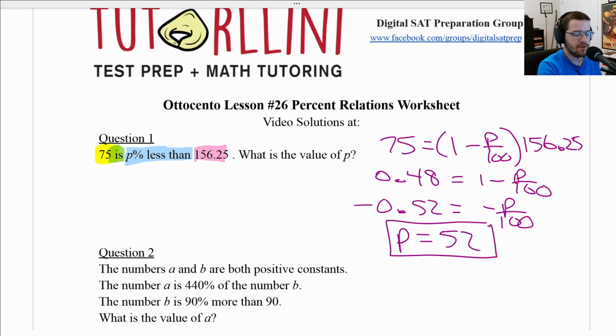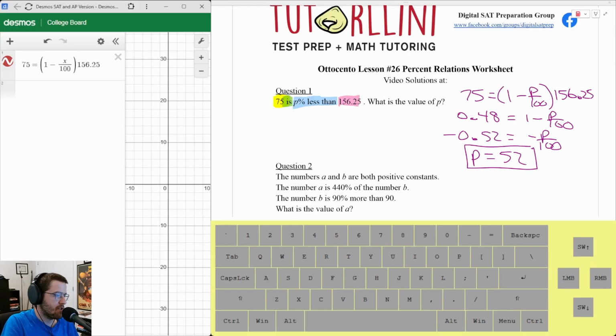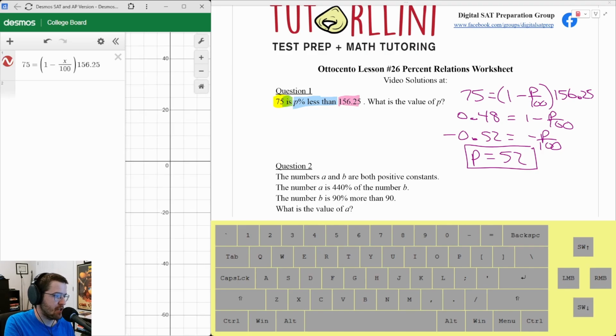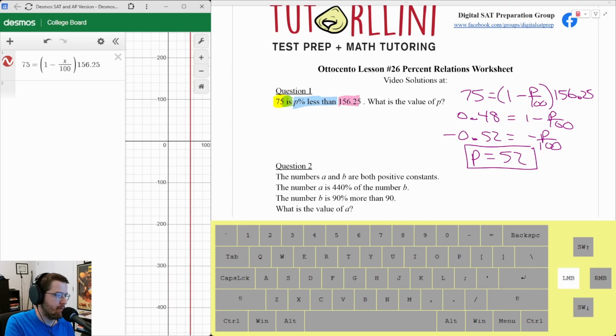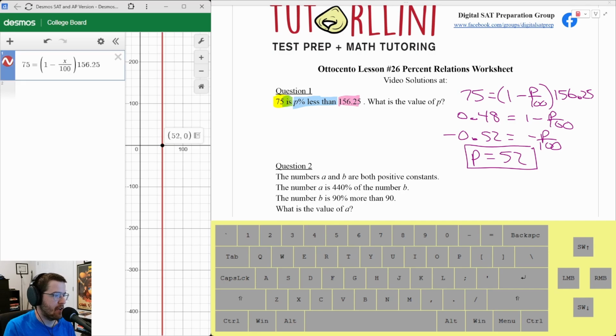You could also solve this really quick on Desmos. Let's go do that. Okay, I just typed this equation in. The only difference is instead of putting p, I just put an x so that Desmos would plot it. That's not that big of a change. I'm going to zoom out, and I click on the x-axis, and it tells me the answer is also 52.